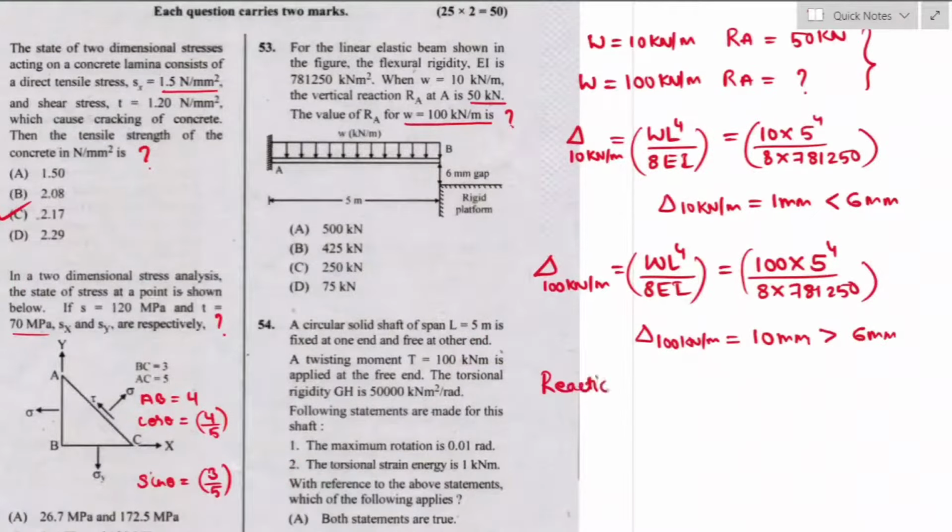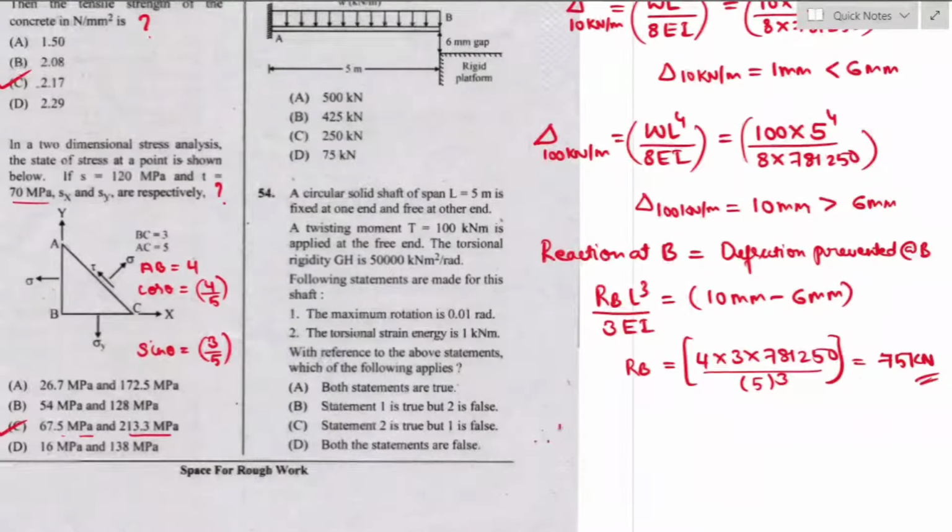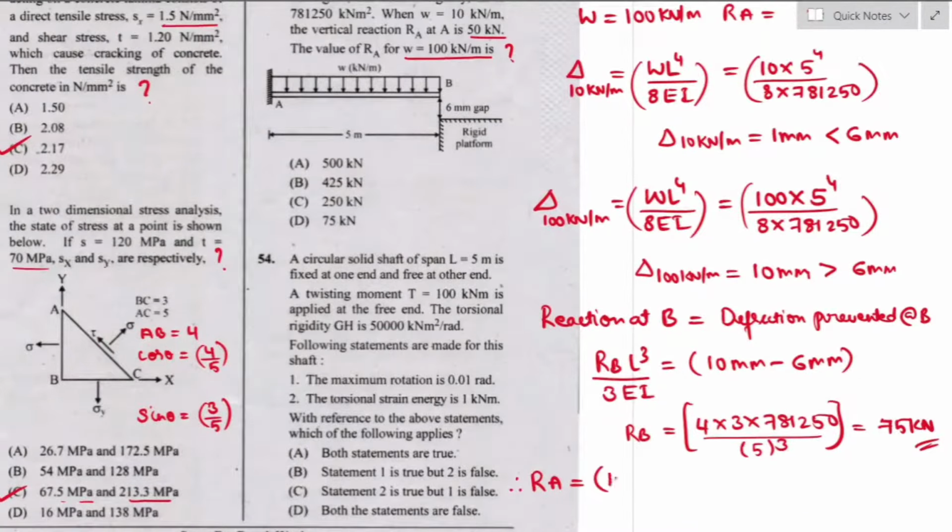Reaction at point B is equal to the deflection prevented at point B. The reaction at point B will be 75 kN. Now to find the reaction at point A, it is equal to 100 into 5 minus reaction at point B, which is equal to 500 minus 75, that is 425 kN. So the right answer is option B, 425 kN.